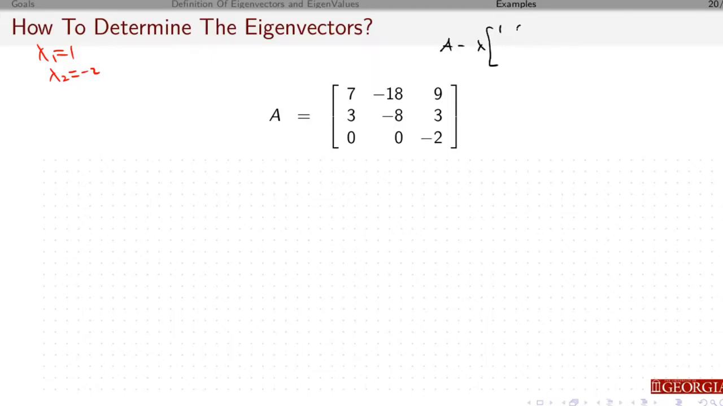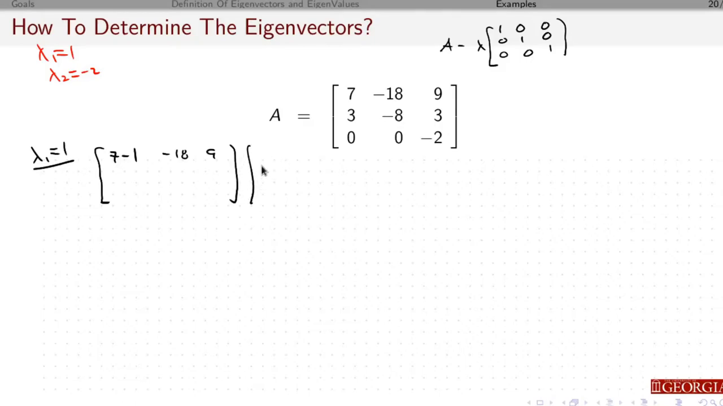minus lambda times the identity matrix, 1, 0, 0, 0, 1, 0, 0, 0, 1. So the case for lambda equals 1. I'm going to have 7 minus lambda, so this is going to be 7 minus 1. I leave those alone, times v1.